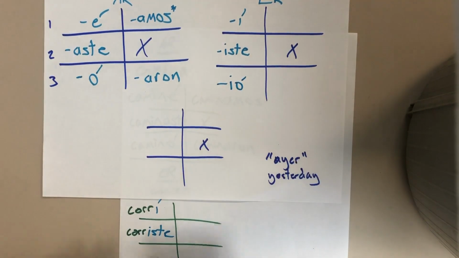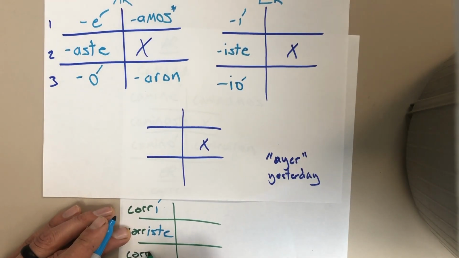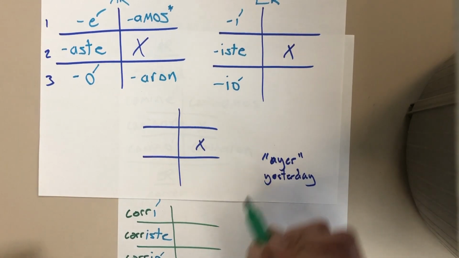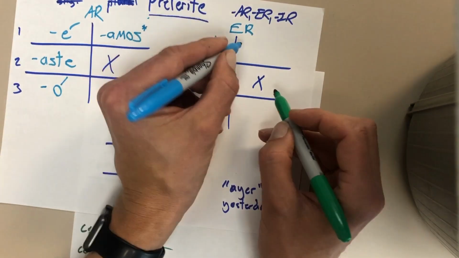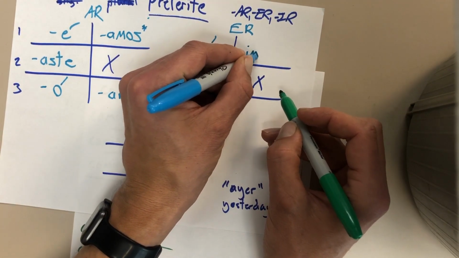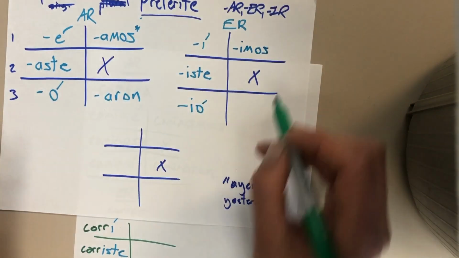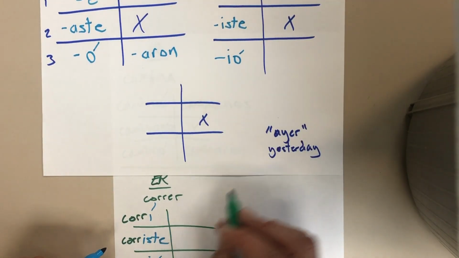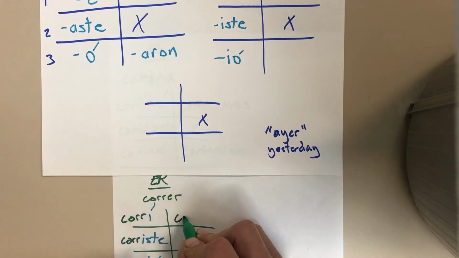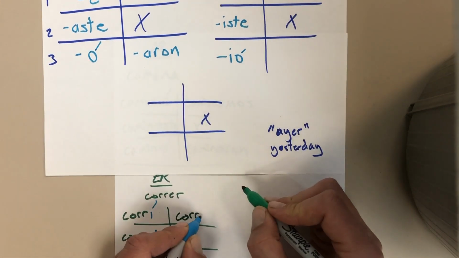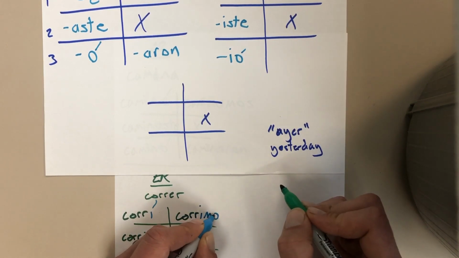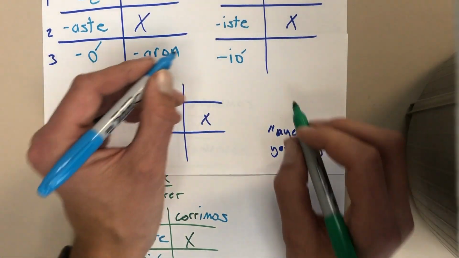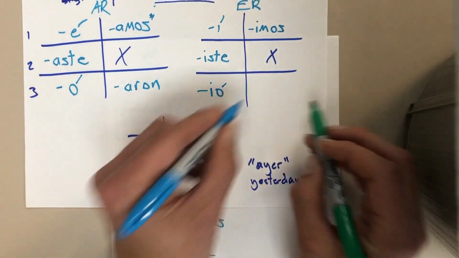And now here we have he or she ran. What would it be for he or she ran? Él. Put it together. Corrió. Now we're back to the nosotros form, which is always a little tricky. Therefore, we need context. Actually, we don't in this case, because it would be corrimos. So we ran yesterday would be nosotros corrimos.